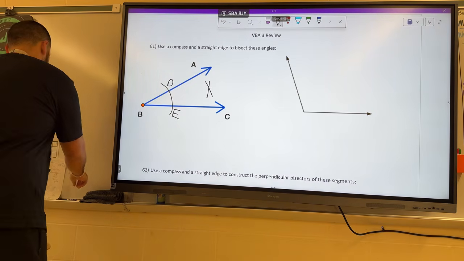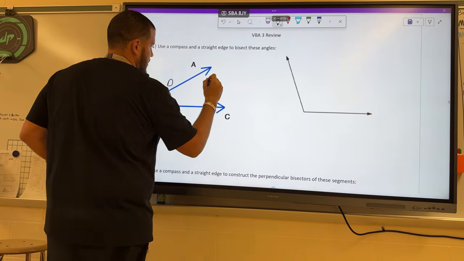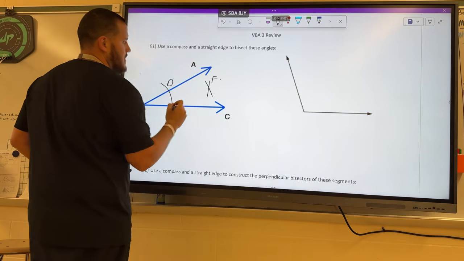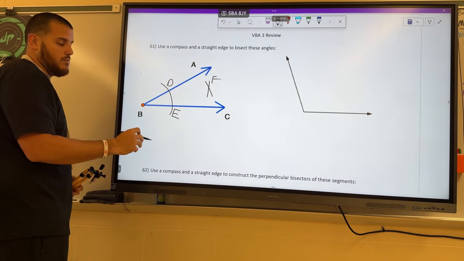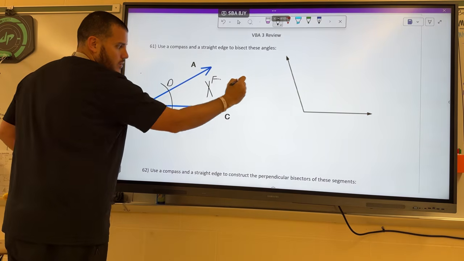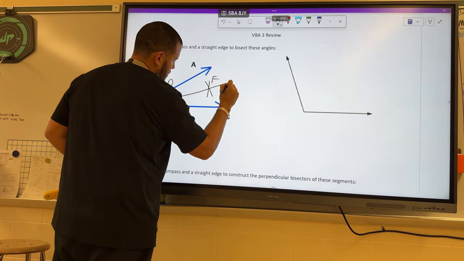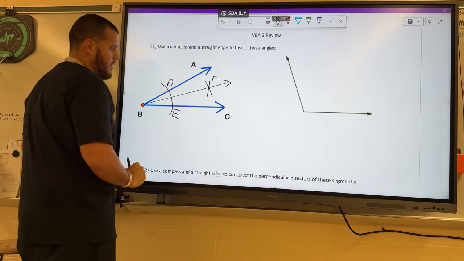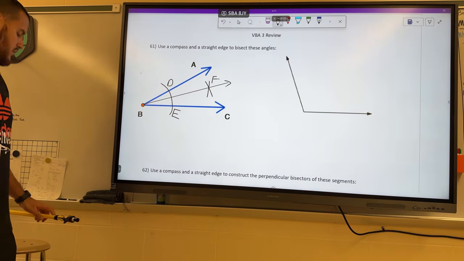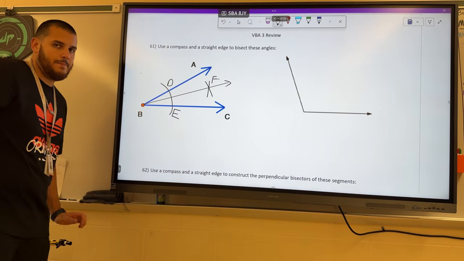And then from there, we have another new intersection here. We can call it point F. All we need to do now to bisect angle ABC is connect our vertex to that intersection there at point F, and that will cut our angle ABC in half to congruent parts right there.